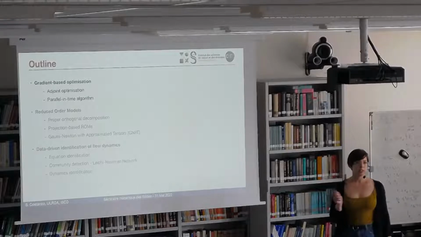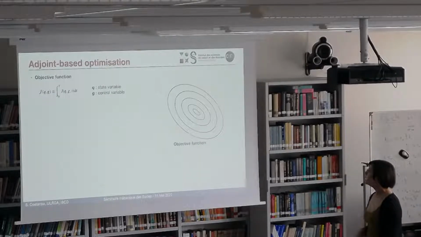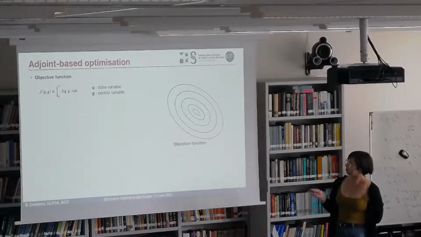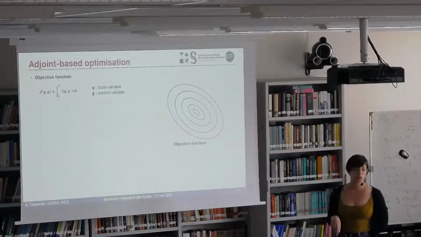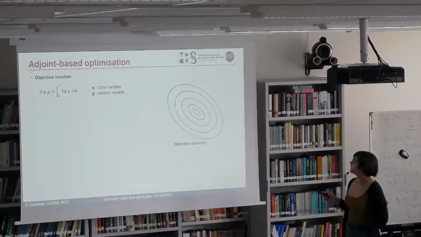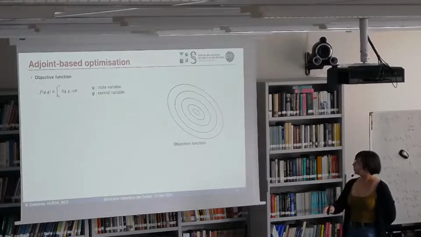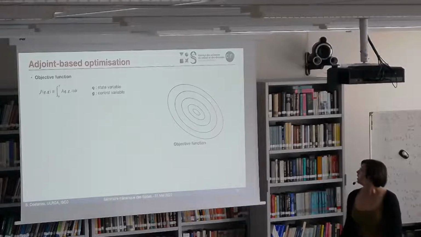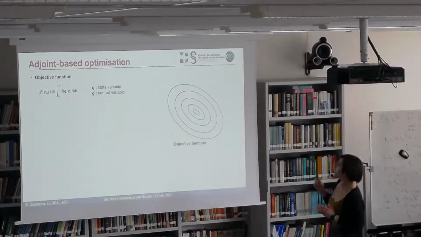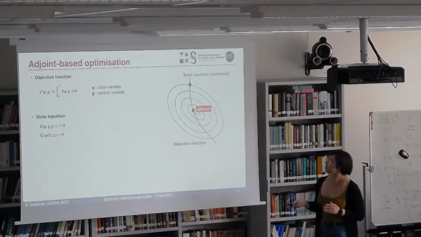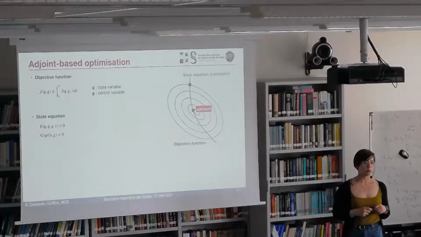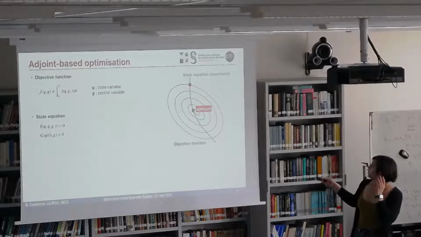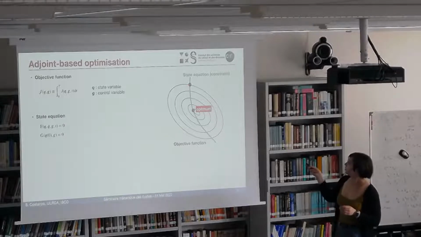So, let's talk about gradient-based optimization. As we said before, whenever I want to optimize a function, I have to define my cost functional. Here we can see the contour of the objective function in a two-dimensional design space. But of course, I don't want just to find the minimum of this function. I want to find the minimum that satisfies the state equation that governs my flow. In our case, it would be the Navier-Stokes equations. So I have to start from an initial condition and go to the optimum, lying on the constraint.